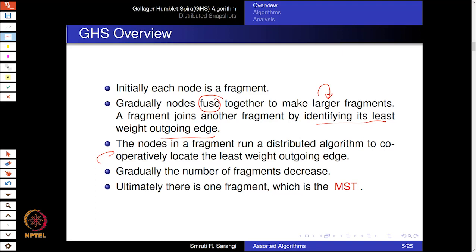Alright, so one assumption we make is that we have unique edge weights. That gives us a unique MST. And the other is that the graph is connected. These are the two assumptions, but they are made by other algorithms as well. Nothing special over here.